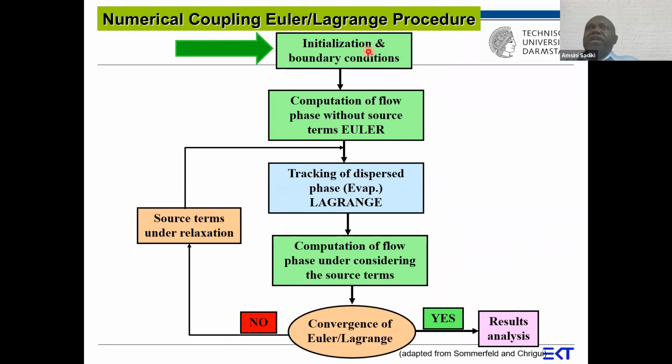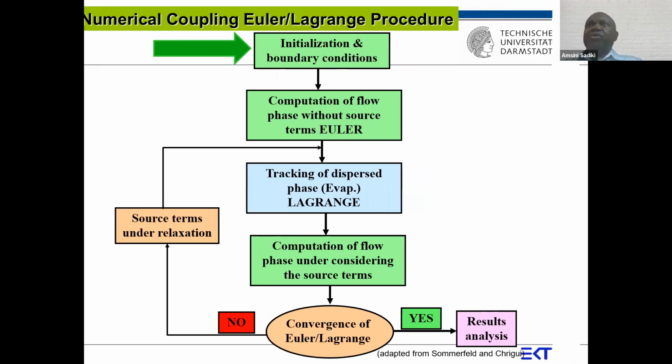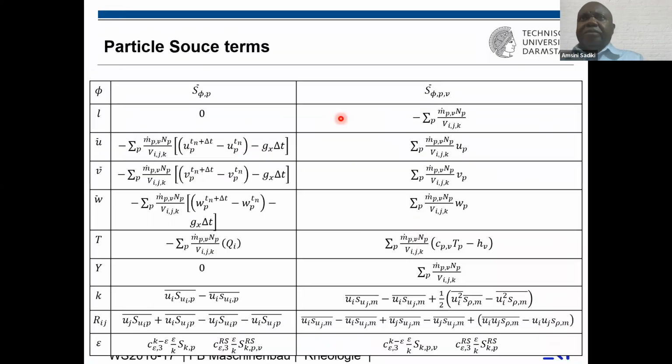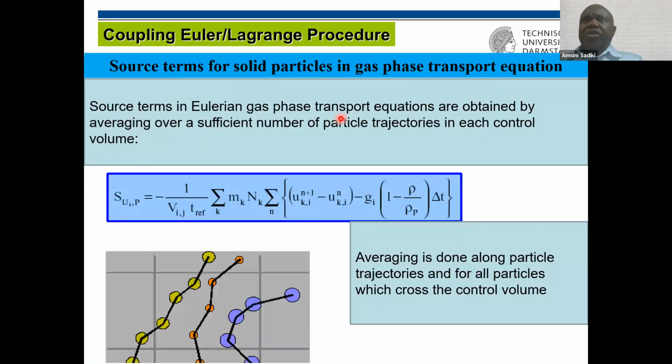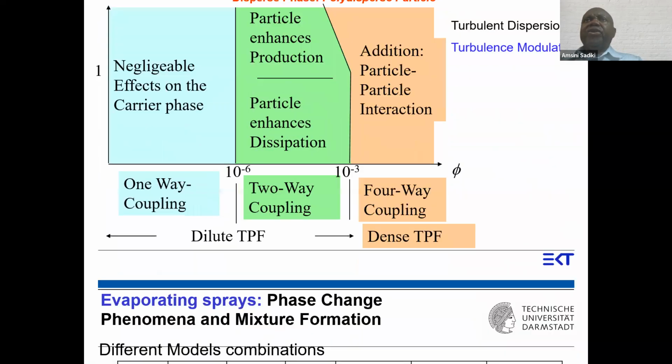Here we have not only initialization, and we provide the boundary conditions. First, we have to calculate without source terms. This means that we have only the Eulerian. This means we track first the flow field without accounting for the presence of particles. Then we get the velocity here. Let me go back to show exactly what happened there in the tracking.